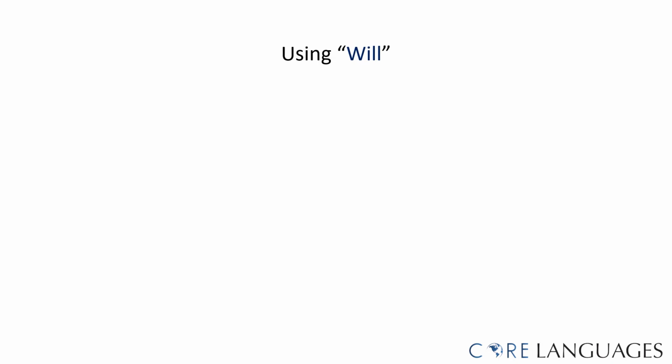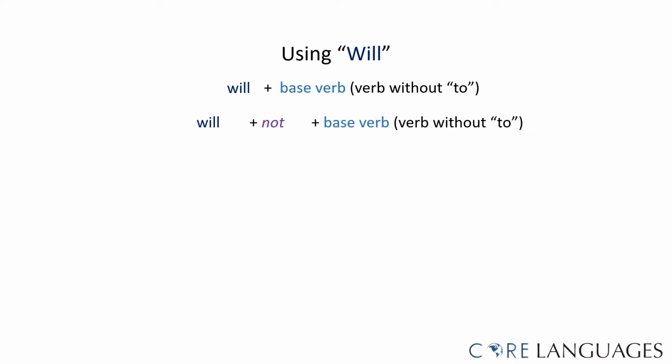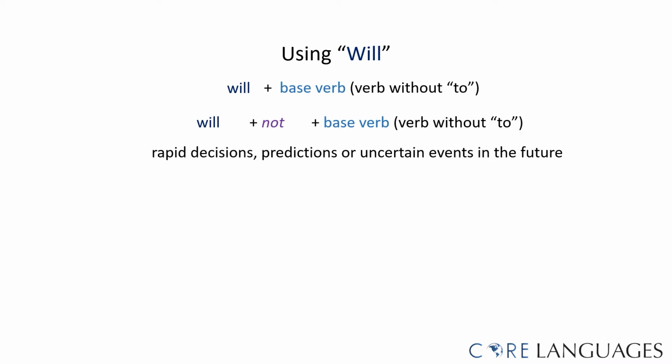We can formulate a sentence in the future tense by using the auxiliary verb will. When making a sentence with will, we use the following formula. Will plus a base verb, which is an unconjugated verb without to. If we want to negate a sentence in the future tense, we simply add not. Will not, and the base verb. We use will when we want to express rapid decisions or predictions or uncertain events in the future.